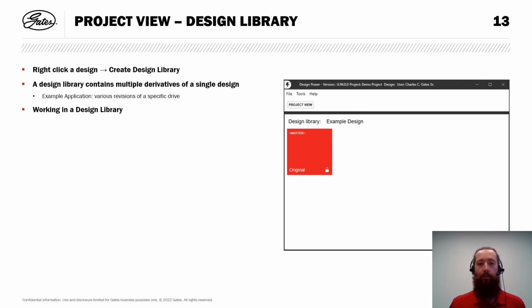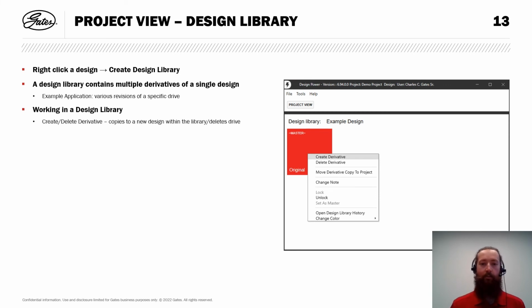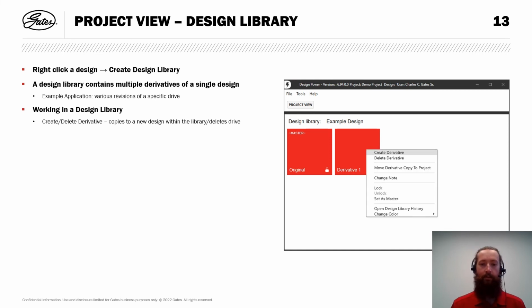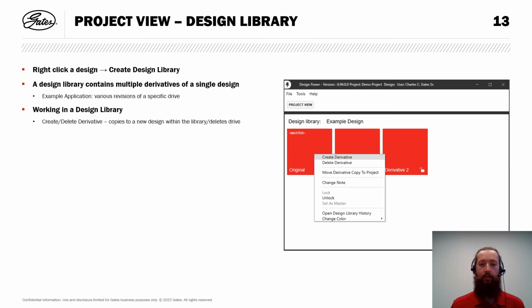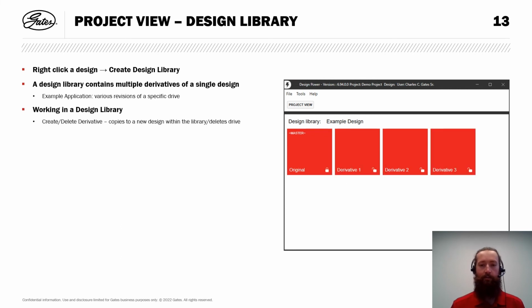Let's cover working within a design library. If I right-click on my original, you'll see I have the options to create or delete derivatives. This copies a new design within the library or deletes a design. I'll do that a couple times. Create a derivative of my derivative, and create another derivative of my original. Here, all four are going to be the same, but you can easily see how if you've made slight changes to certain derivatives and you want to make additional changes, this feature can be very useful.